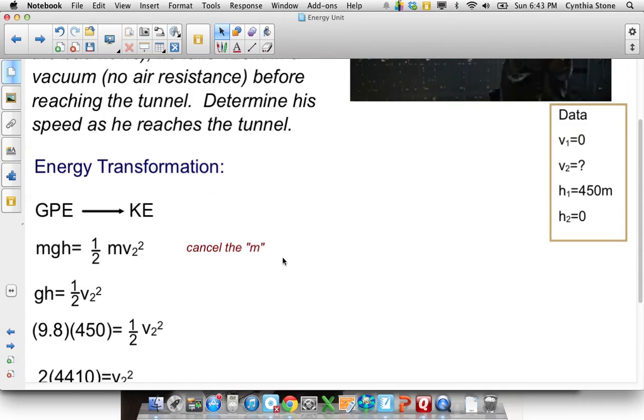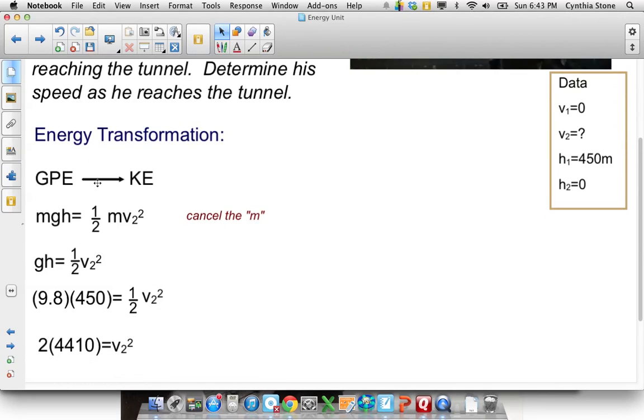So first we identify his energy transformation, which is he's got gravitational potential energy because he's up high. It turns into kinetic. And here's how you do the calculation. We say, well, he's starting at 0. We want to find his speed just as he starts to reach that part when he starts to slide down the tunnel. So we want to find his v2.